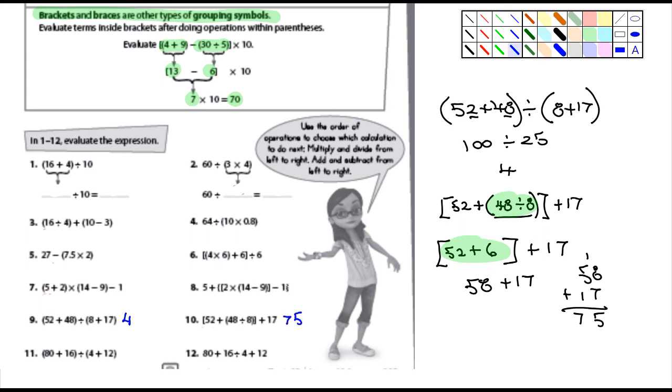So just remember, you're doing the innermost problem first as far as the brackets, parentheses, and braces. So do 1 through 12. I did 9 and 10 for you guys, and also talked about the example right here. Hopefully that helps. And we will grade this tomorrow. That's it. Talk to you guys later.